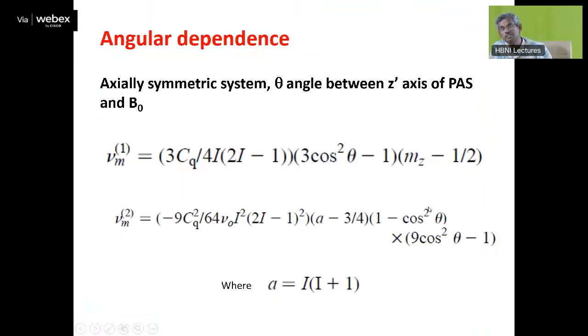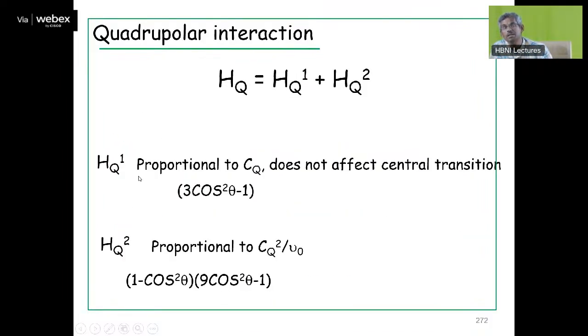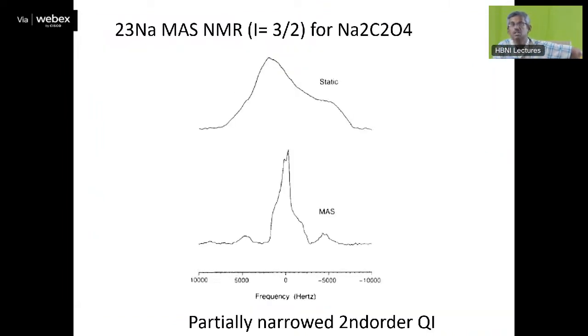These are the angular dependences. Then we also have magnetic field dependence. For example, HQ1, the first order quadrupolar term, is proportional to CQ and does not affect the central transition, but the second order is inversely proportional to the applied magnetic field. If you have a very high magnetic field, then the second order can be reduced. But it has an angular term somewhat complicated compared to the first order. So normally the second order quadrupolar interaction is a problem, because the first order we can average out by doing MAS. The second order we need to take care of.